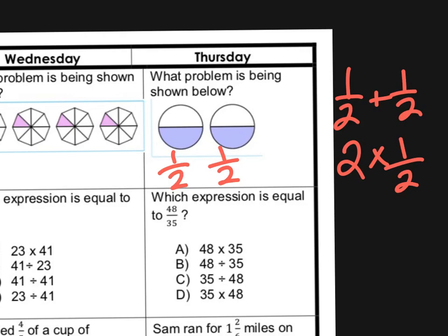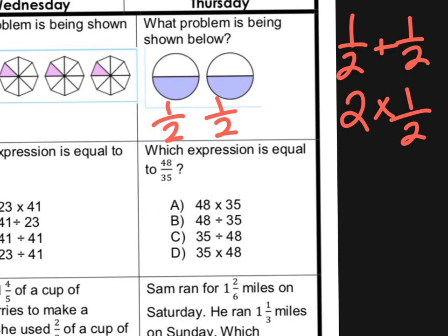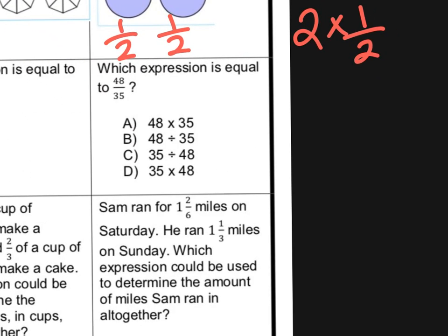For the second one, it says, which expression is equal to 48 over 35? So the way you would read that is, 48 is being divided by 35, because it's an improper fraction. That leaves you with option B.